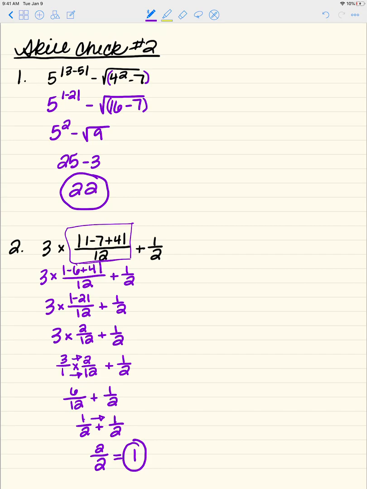Okay? Rules for this homework assignment. You work through every problem like this. Do not text me a question that says, do I really have to? The answer is yes. If you do not, you will not get credit for the assignment.